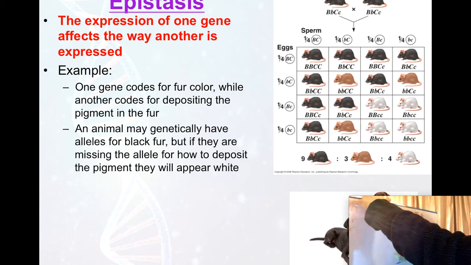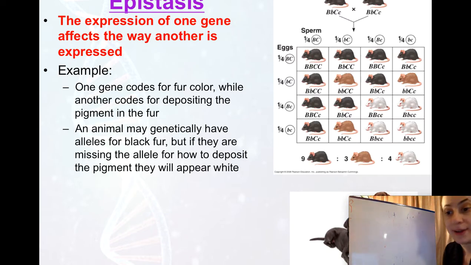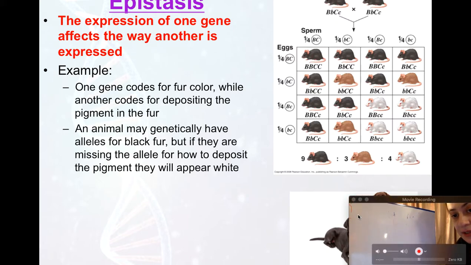So when we explore epistatic patterns of inheritance, we're looking at how the expression of one gene may affect how another is expressed. So what you see here are these mice that are crossed. This first mouse is heterozygous for two traits. Now, what are those two traits? One is for the actual color of the hair, and the other gene is for whether or not that pigment actually gets produced and distributed.